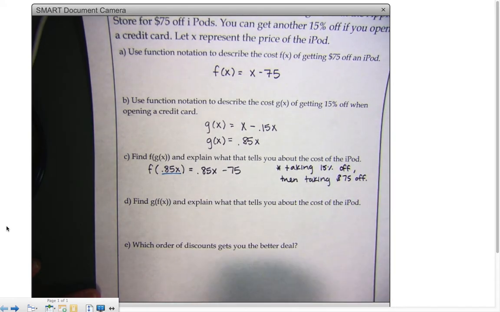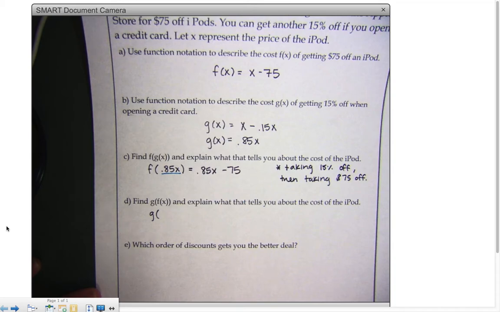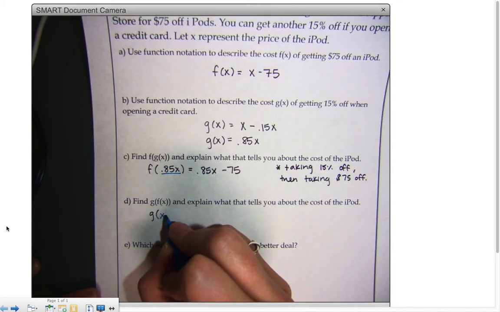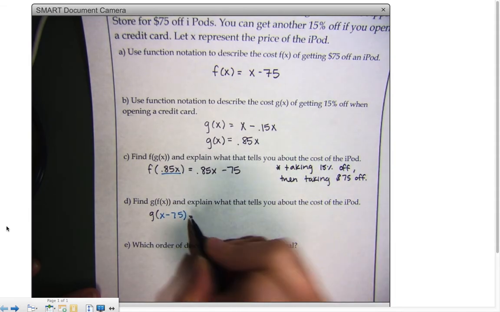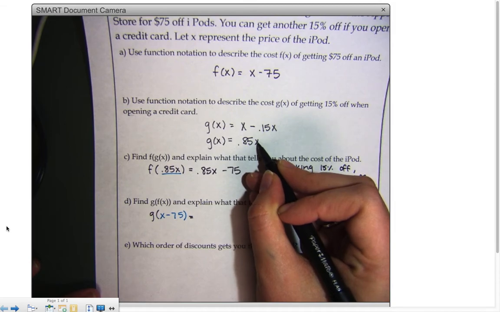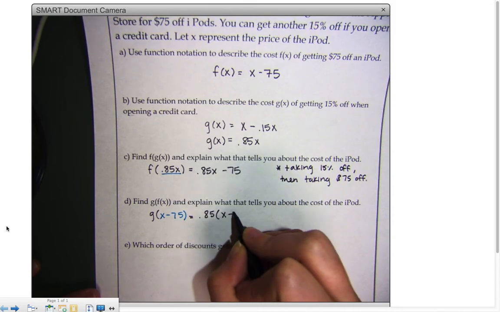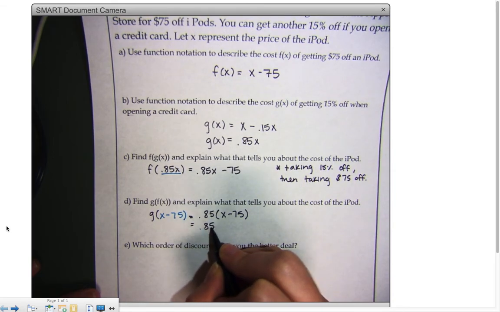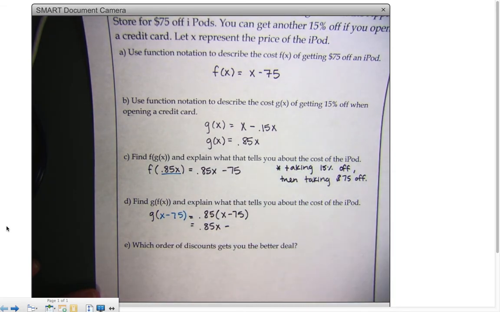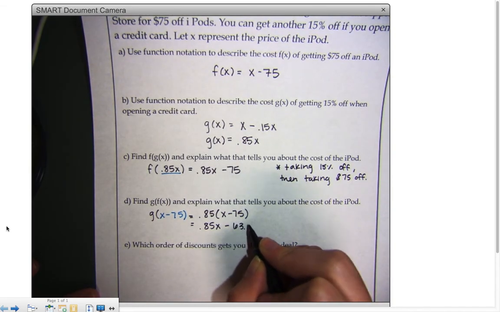Now, if I do it the other way around, g of f of x, g of x minus 75, in my function g, I'm going to replace x with x minus 75. So I've got 0.85 times x minus 75. So I need to distribute: 0.85x minus 75 times 0.85, minus 63.75.